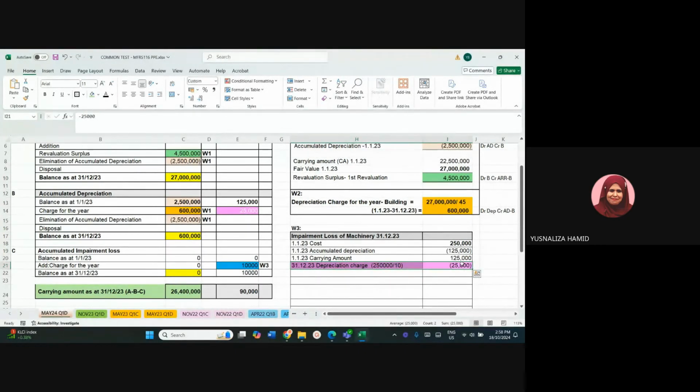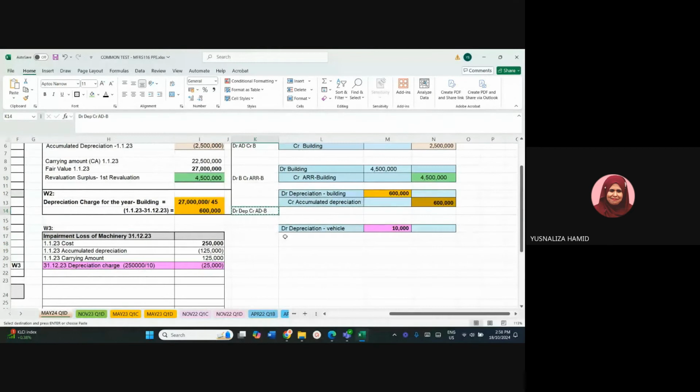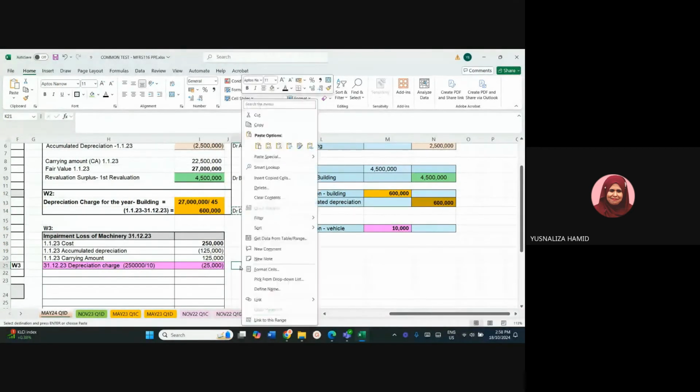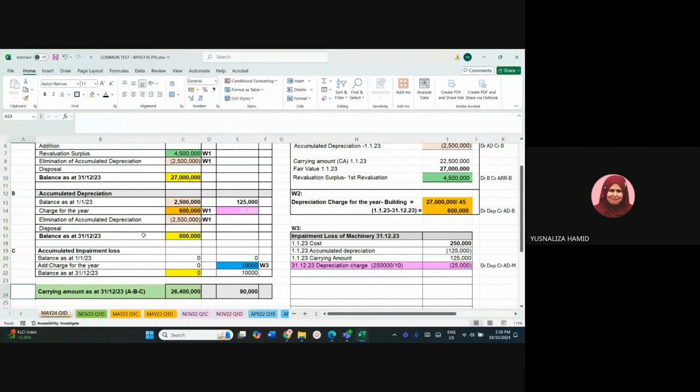So this 25,000 here, again, you are going to debit depreciation and credit accumulated depreciation for machinery. So that is for you to include in the notes of PPE here. So you can see the row, charge for the year.